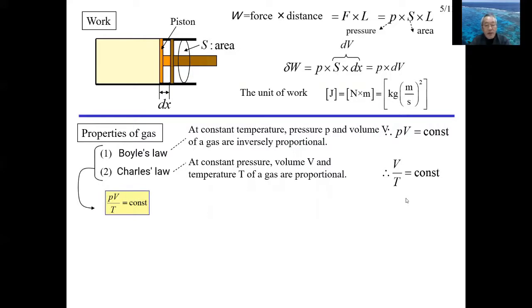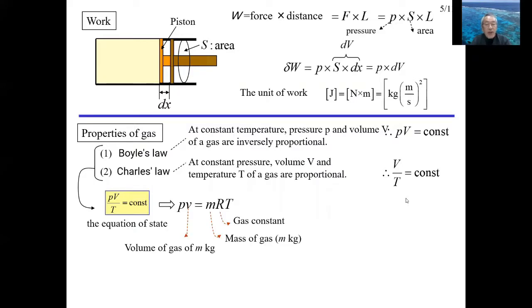Combining Boyle's and Charles's laws, we get the equation of state shown in the yellow frame. The equation in the yellow frame is not quantitative. To make the equation quantitative, it is transformed into the equation shown to the right side of the yellow frame. Small v is the volume of gas of m kilogram. R is called the gas constant.